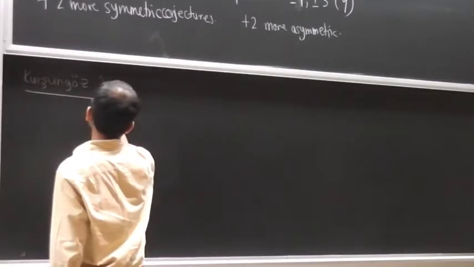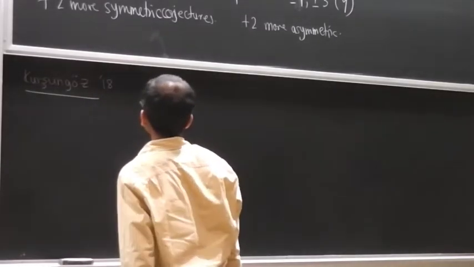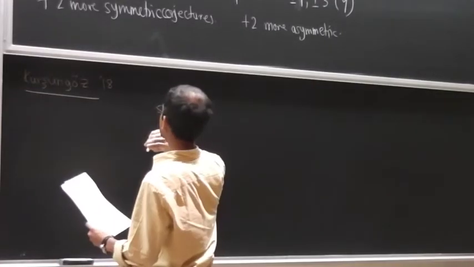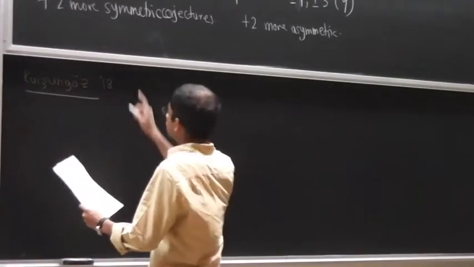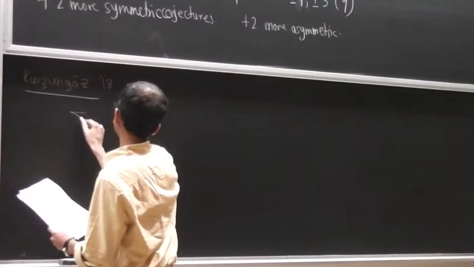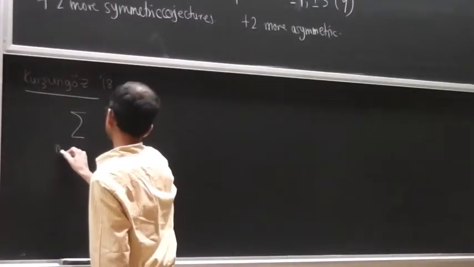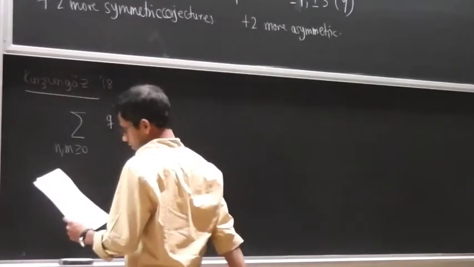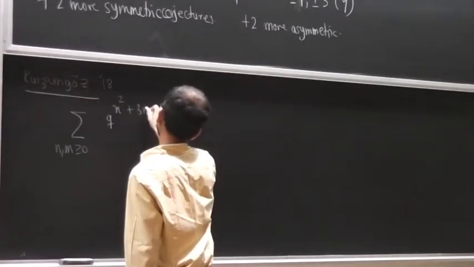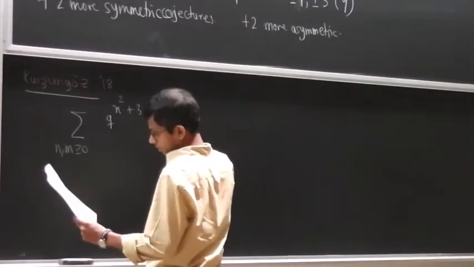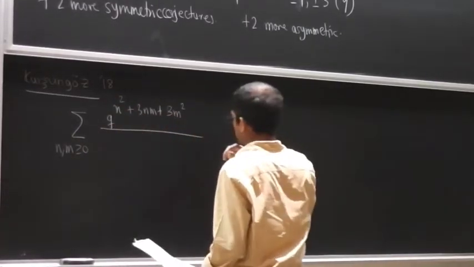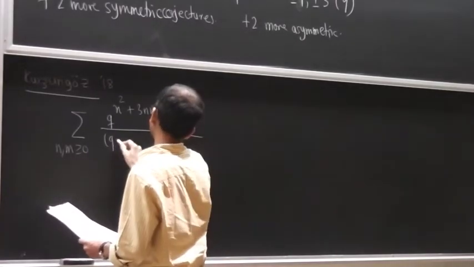So this was in 18, it might have been 19, but anyway, I forget exactly. So on the left hand side you get, now it's a double sum, n squared plus 3nm plus 3m squared. It was last year. Anyway.